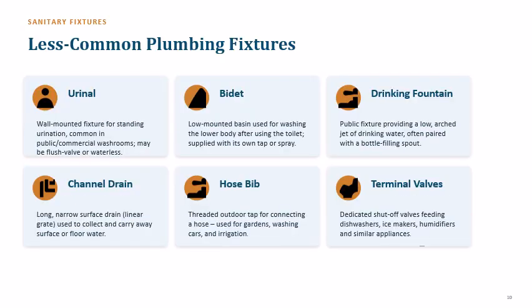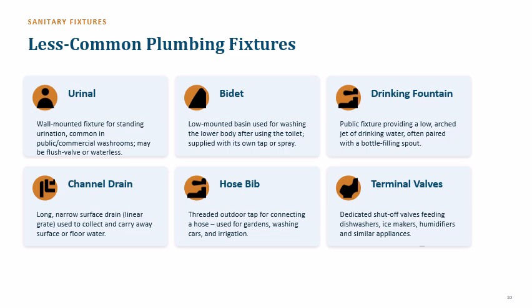Next is about the less common plumbing fixtures, that is urinals, bidet, drinking fountain, channel drains, hose bib, and the terminal valves. So urinals, there is a wall-mounted fixture for standing urination, common in public or commercial washrooms, may be flush valves or waterless. And bidet, that is a low-mounted basin used for washing the lower body after using the toilet, supplied with its own tap or spray.